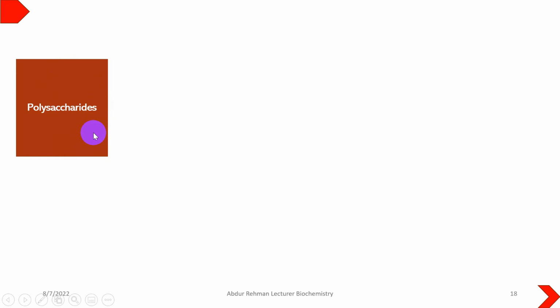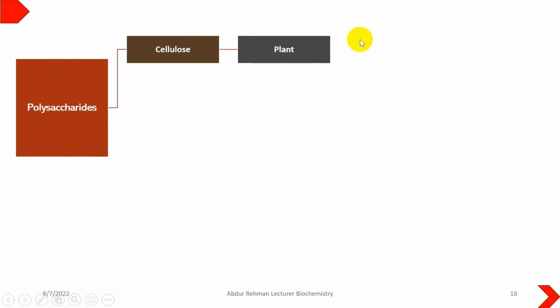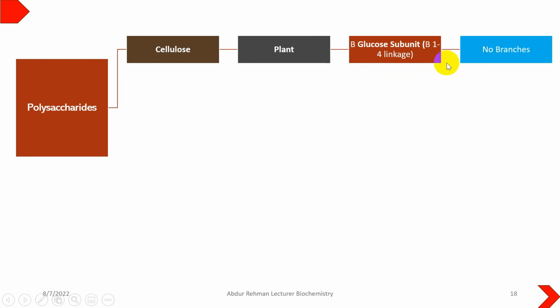Polysaccharides could be cellulose, which is plant in nature. Cellulose is made up of beta subunits of glucose forming beta 1,4 linkage. We humans lack the cellulase enzyme which could break this glycosidic bond. That's why humans are unable to digest it. Moreover, cellulose is a linear chain, meaning there is no branching in its structure.